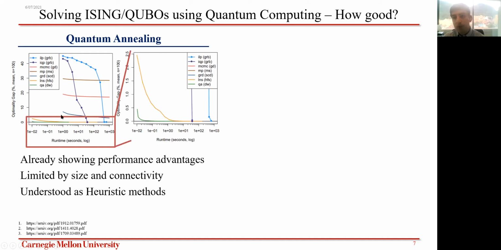If you zoom into this part, the green line represents the quantum annealer, and you can notice how it achieves an optimality gap in orders of magnitude less amount of time. Obviously, from an optimization point of view, you can say that this is a heuristic method and that it's limited by size and connectivity, but still it shows the potential of this kind of technology.